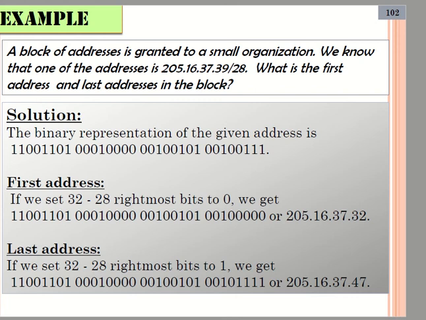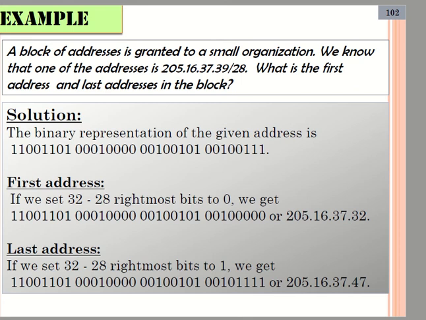So in this particular problem, the first address is 205.16.37.32 and the last address is 205.16.37.47. We have a total of 16 addresses in the given block, and one of the addresses in the block is 205.16.37.39. Hope it is clear. So whenever one of the addresses in a block is given, you can directly calculate the number of addresses in the block, as well as the first and last addresses. To calculate the total number of addresses in the block, take the number of bits, that is 32, and subtract the mask, that is 28.